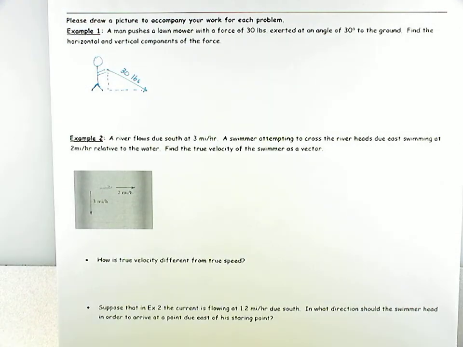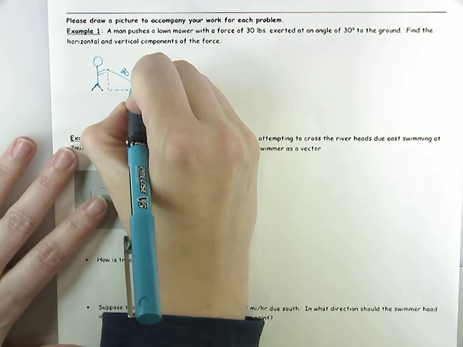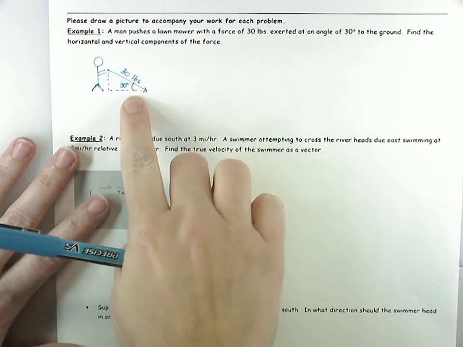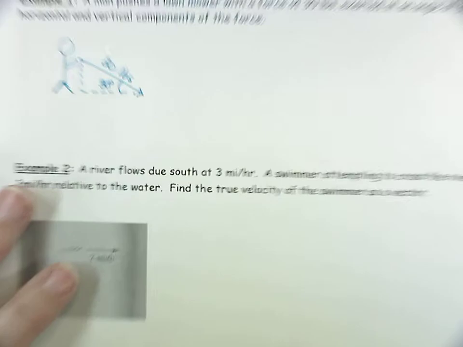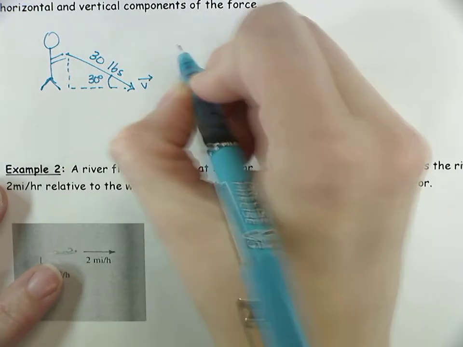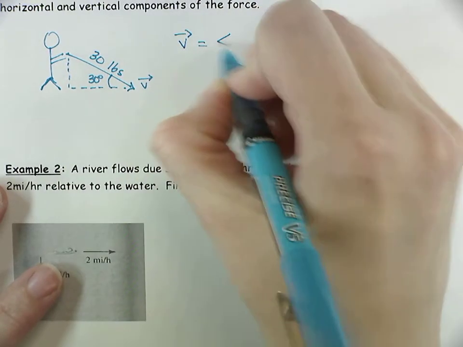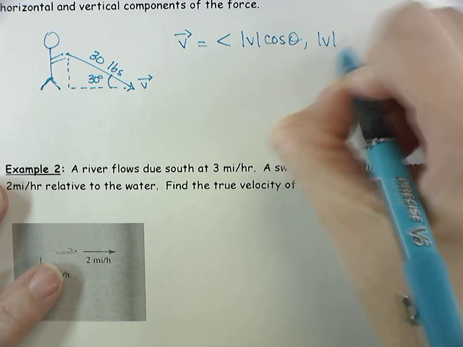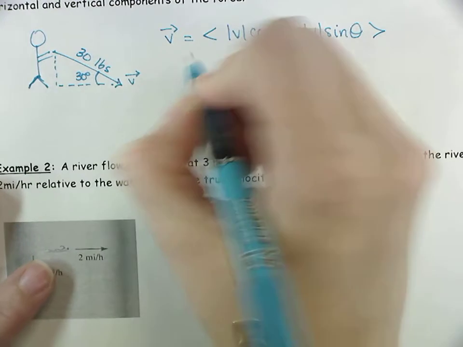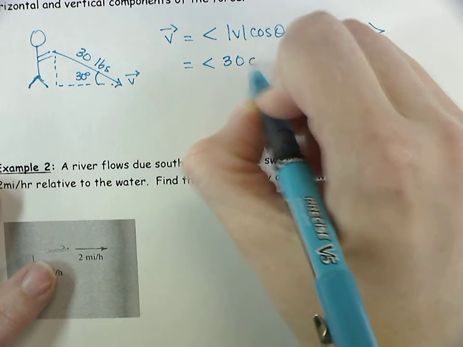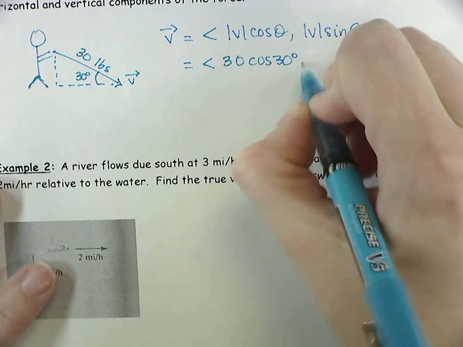Okay, so to figure out our vector, this is going to be 30 degrees with the ground. So think about, okay, this is the ground, here's my force. So that's theta? Yep, exactly. So this is our vector V, and our vector is going to be the magnitude cosine of theta, and then the magnitude sine of theta. And our magnitude in both cases is going to be 30 pounds. And then we're going to solve.